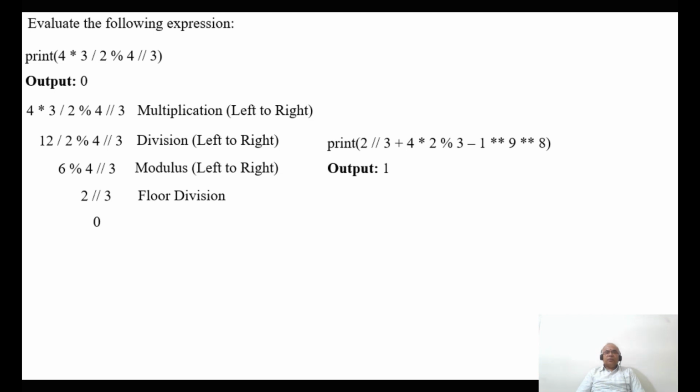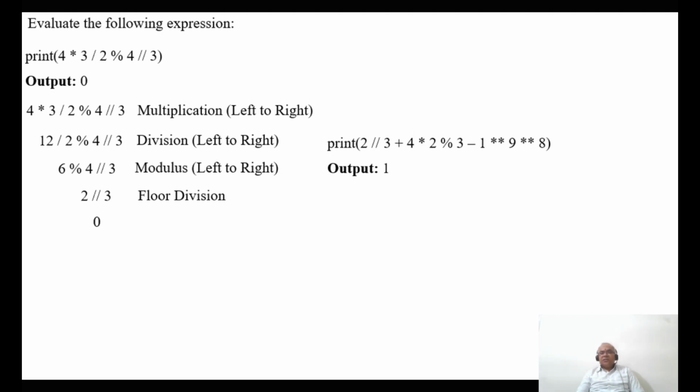Similarly, I am going to take one more expression. Evaluate 2 double forward slash 3 plus 4 star 2 percent 3 minus 1 double star 9 double star 8. So this is the expression, and the output you have to get is 1.